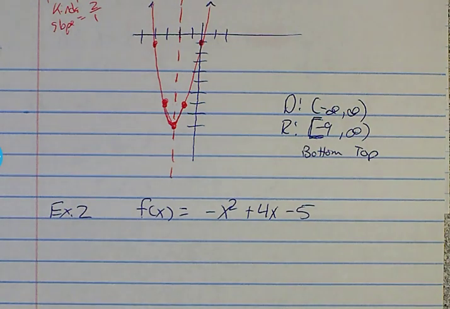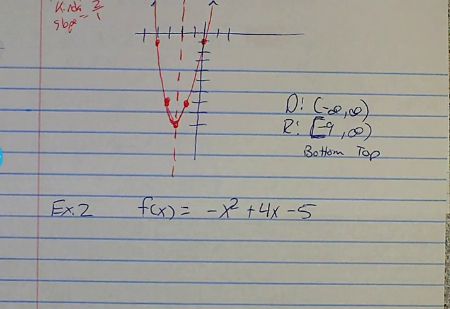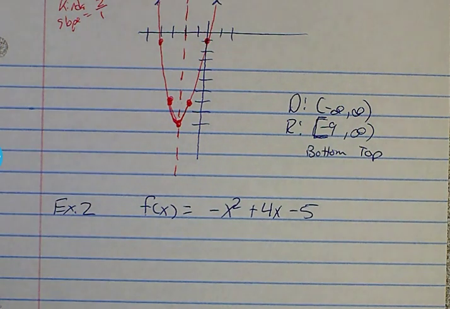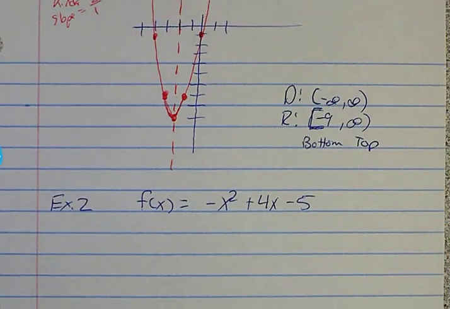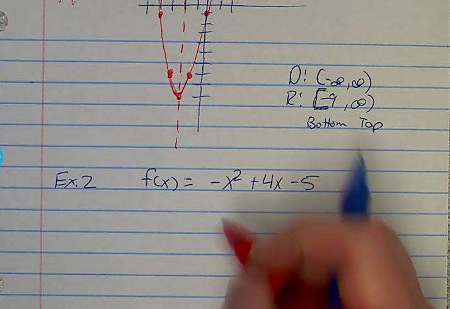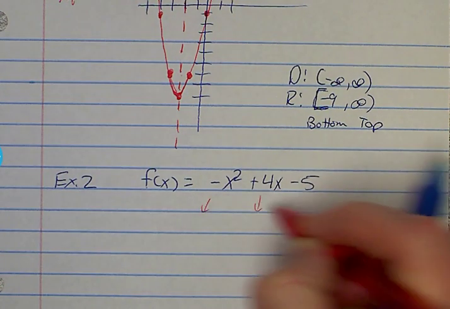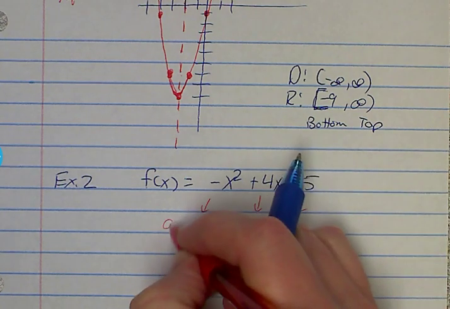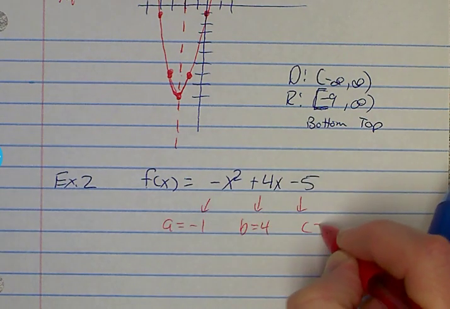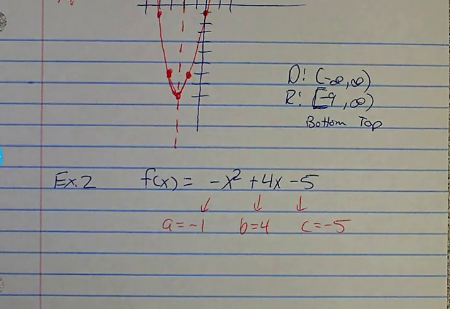Okay, so for this one, let's go with negative x squared plus 4x minus 5. And we're going to do the same thing we did on that one, where we find all the different parts of this thing to make it work out. And again, to do anything, we've got to get the a, b, and c values here. So the a is negative 1, the b is 4, and the c is negative 5.